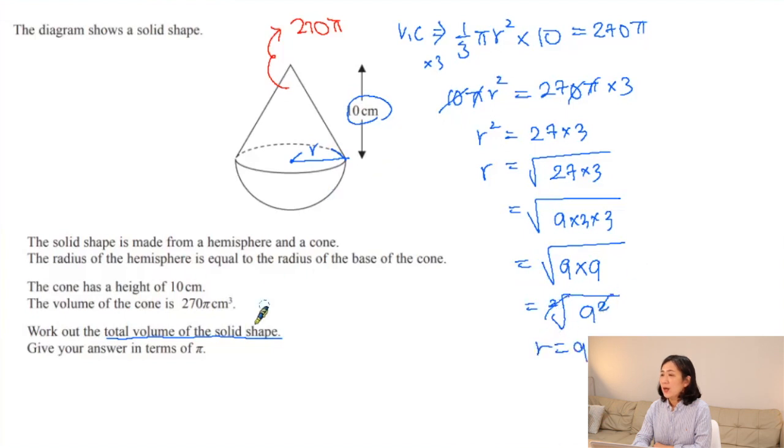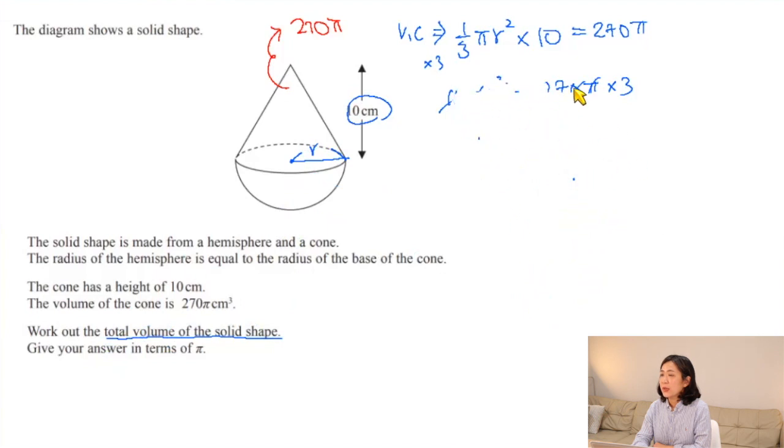So it was a long process, but we figured out R. Then since R is 9, using this information, now finally we need to find out our total volume of the shape.